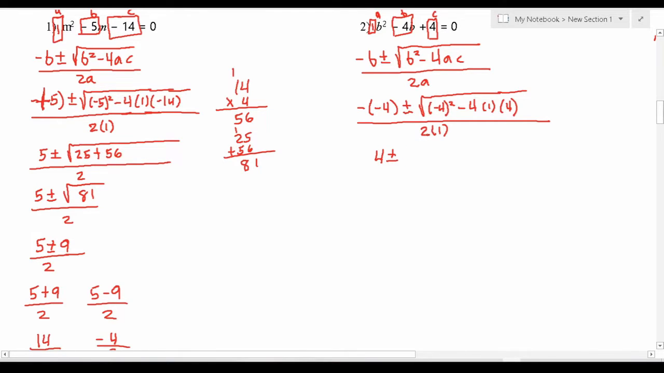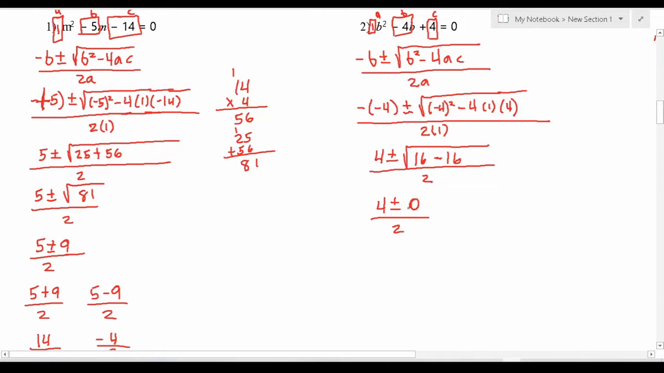Let's work out what's under the radical. Negative 4 squared becomes 16. Again, a negative times a negative is positive. And now we have negative 4 times 1, which is negative 4, times 4, which is going to be negative 16. And again, this is over 2 times 1, which is just 2. And now we can see, let's keep working this out, we have 4 plus or minus 16 minus 16. That's going to be 0 all over 2.